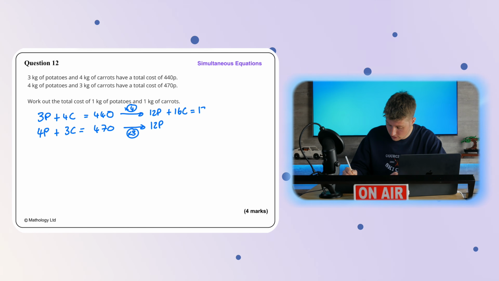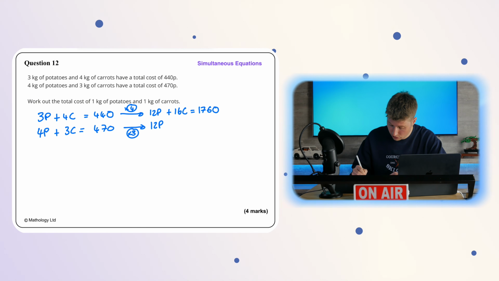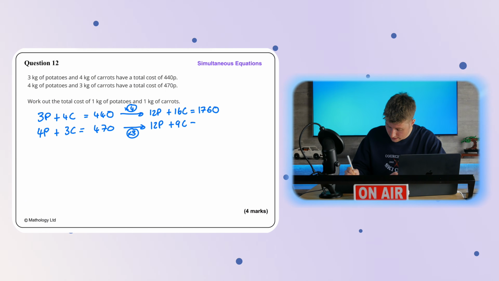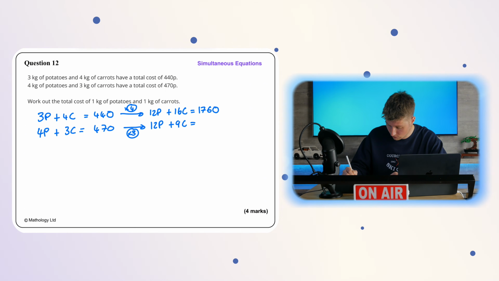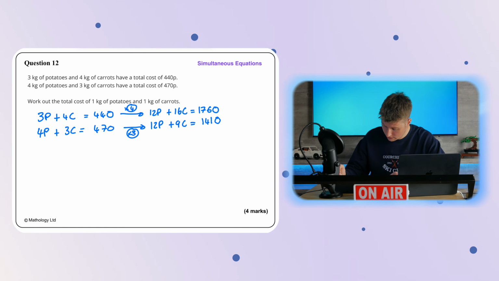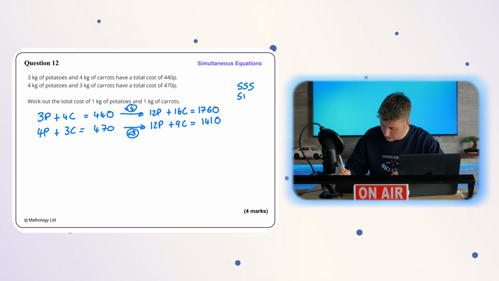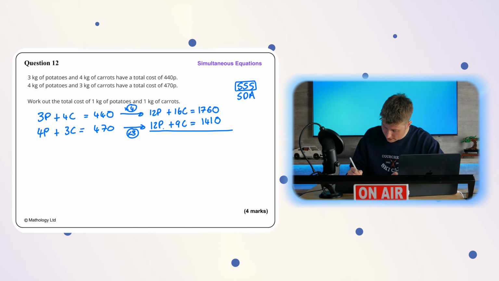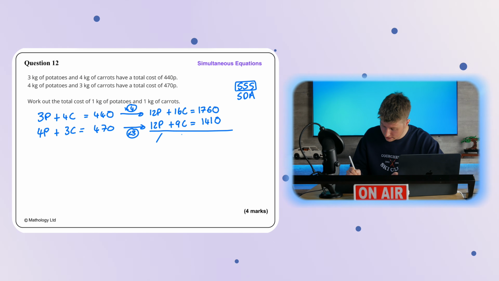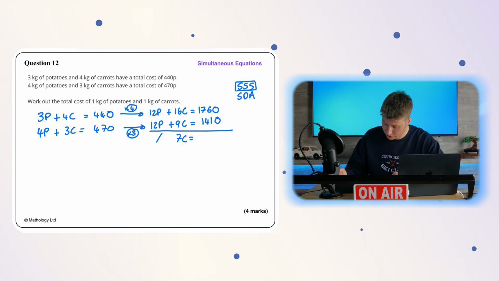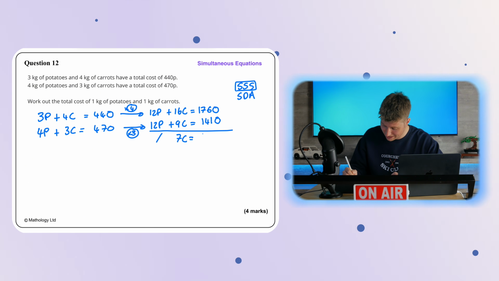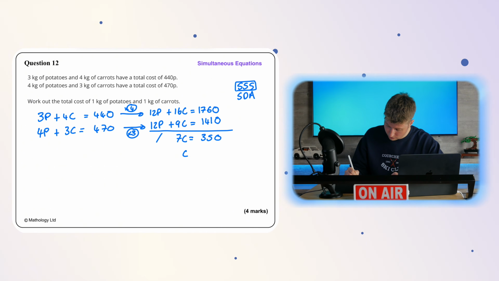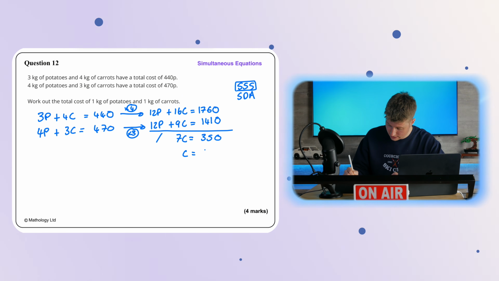This is equal to 1760. And then for the bottom, 3 times 3c is 9c, and then 470 times 3 is equal to 1410. So signs the same, subtract, signs different, add. The signs for the values that we've made the same, in this case the 12p's, they are both positive, so the signs are the same, so we're going to subtract the equations. So we get 0 here, 16 subtract 9 is equal to 7c, and then 1760 subtract 1410 is equal to 350, and then if we do 350 divided by 7 to get c on its own, c is equal to 50.